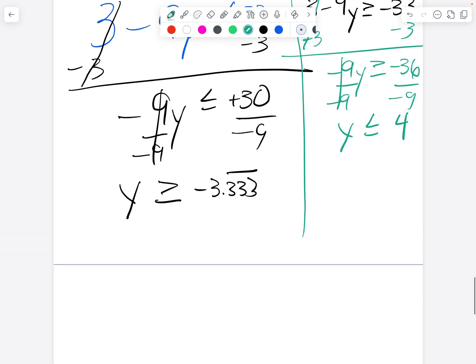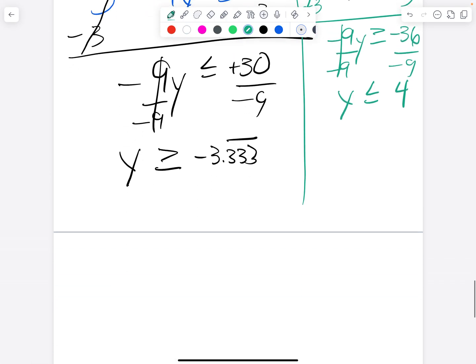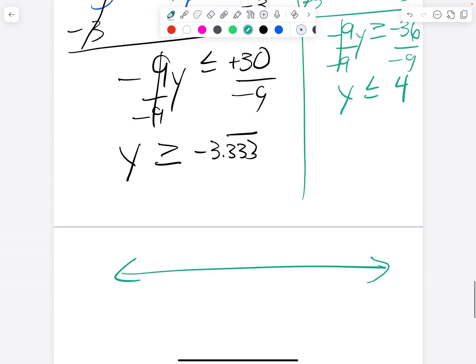So here we have the numbers that we're about to graph. Let's graph this. Let's put 4 here, and then let's put negative 3.33 here. On this one, notice how we're shading everything greater than or equal to negative 3.33, so we're going to shade this way. And on the 4, we're shading less than, so we're shading to the left. Because these two are shading in opposite directions, they're going to overlap.